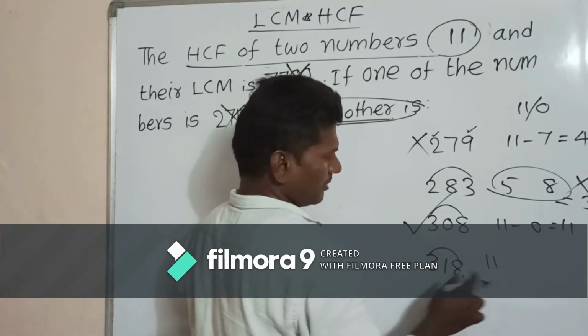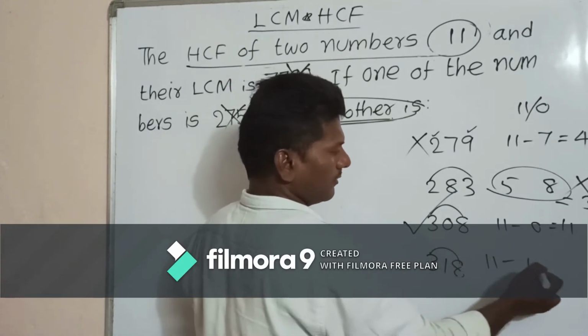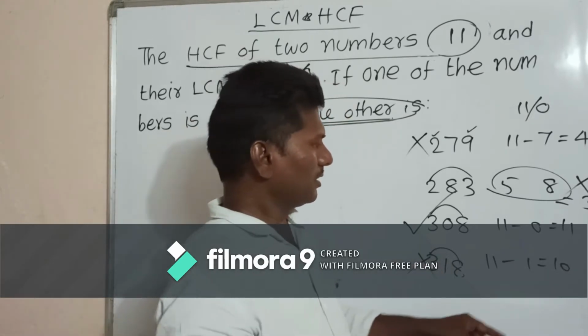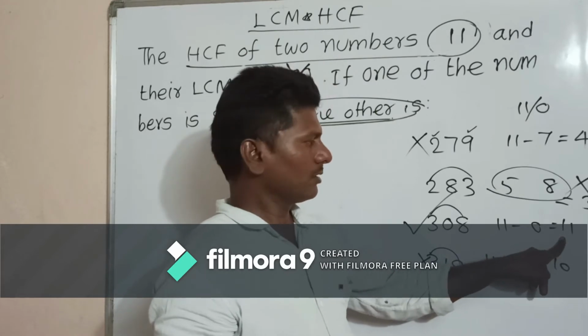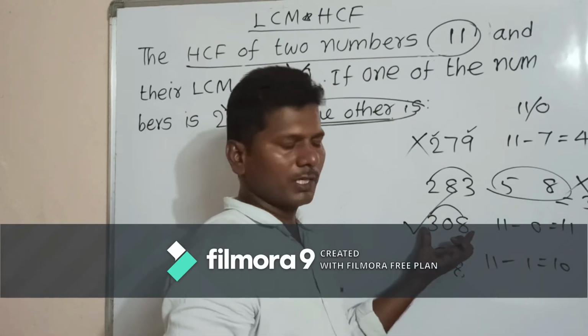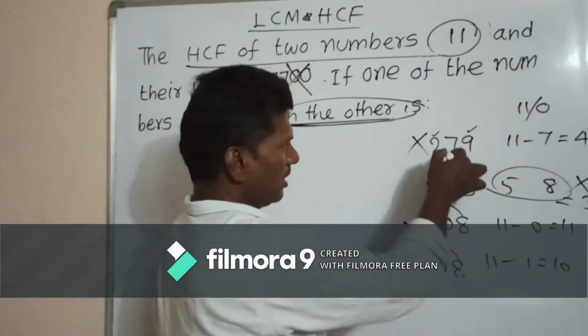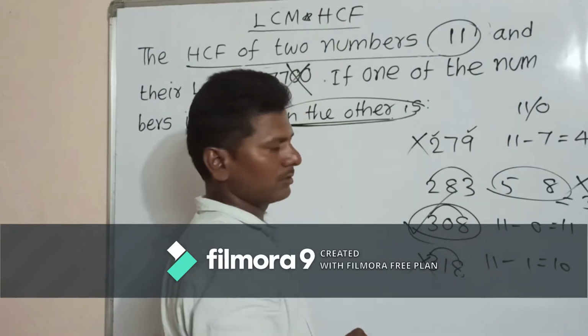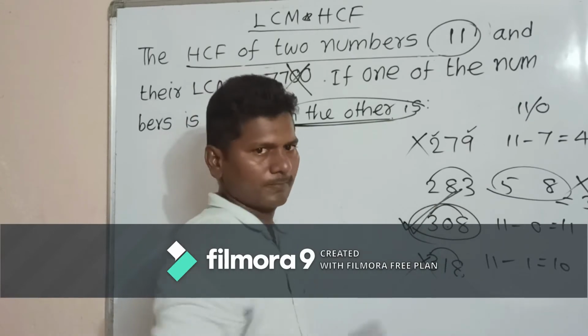3 plus 8 is 11. The middle number is 1. The difference is 10. This is the wrong answer. If we get 0 or 11, then only the given number is divisible by 11. So among these options, 308 is divisible by 11. So this will be the correct answer.